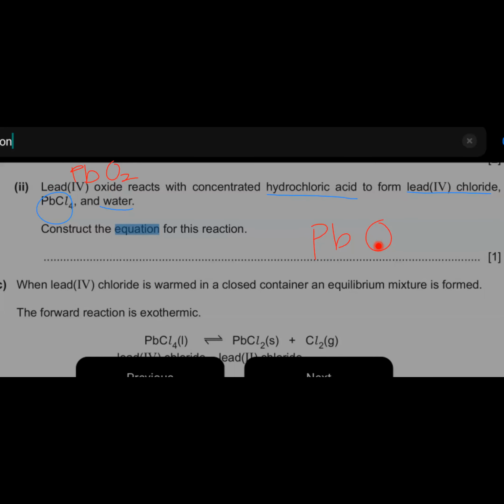Lead is actually +4, and oxygen is usually the oxide ion. The oxide ion's charge is -2. You should know that, right? You have to memorize it. Because oxygen is in the 6th group, it forms the -2 ion. You can crisscross, and when you crisscross this, you get the right formula. This is how you write lead oxide.